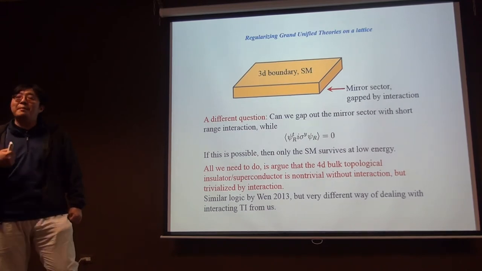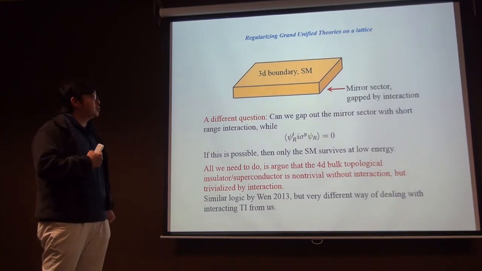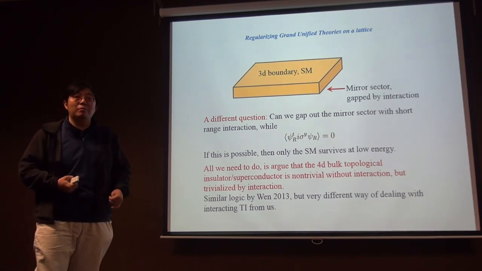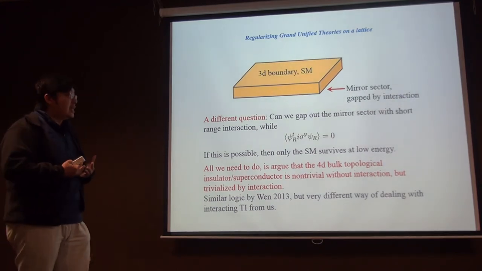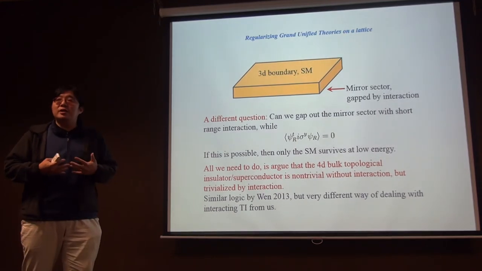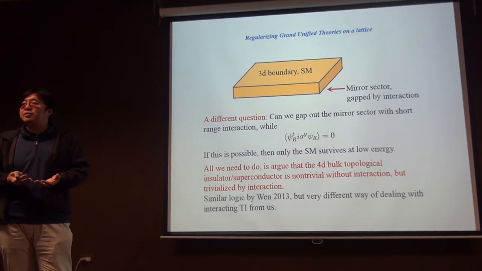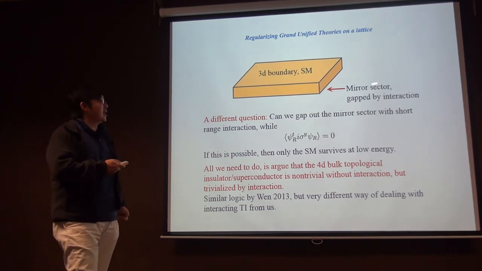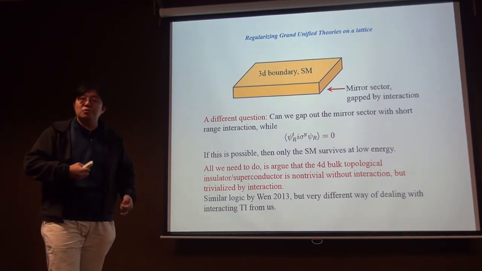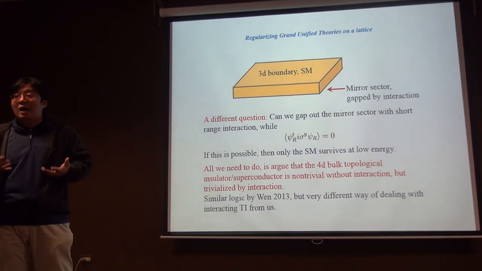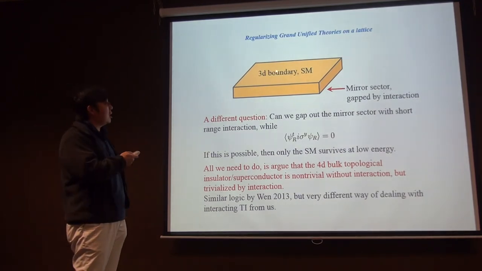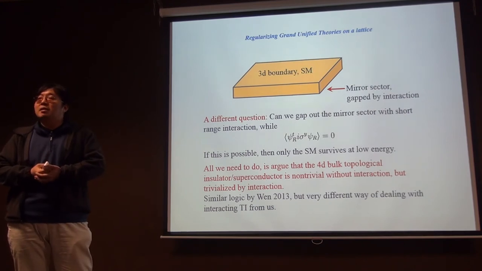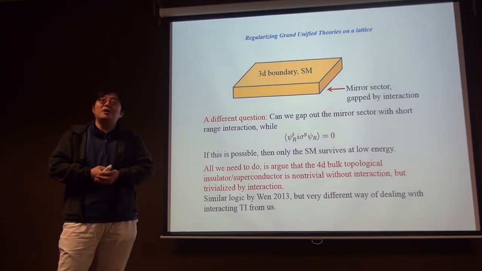It means that we must argue the following thing. We must prove that the bulk topological insulator or the bulk topological superconductor is non-trivial without interaction, but it becomes trivial under interaction. Okay? So first of all, let me say that the bulk topological order is non-trivial without interaction. It means that both the top and the bottom surface must be gapless. But it becomes trivial under interaction.